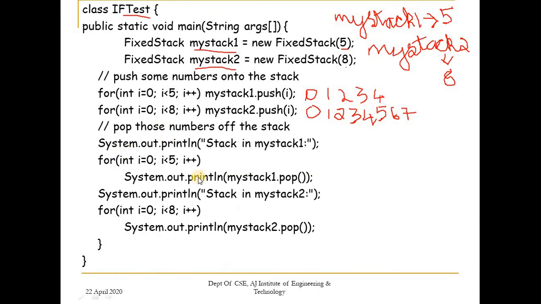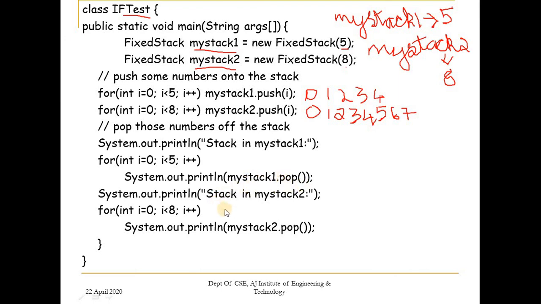Next, we are going to pop those elements of the stack. So in my stack 1, again whenever we are accessing arrays, we need to have a for loop. So for int i is equal to 0, i less than n, i plus plus. Here you will pop the elements of my stack 1. It will pop the element over here and it will display it.